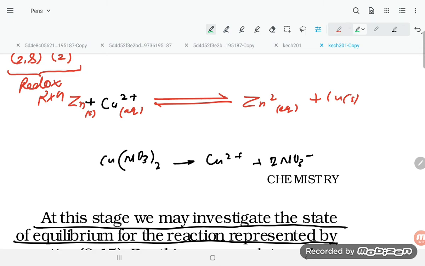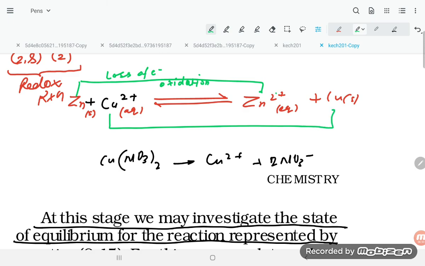So in the total process, zinc goes to Zn2+. Either you say loss of electrons means oxidation, right? Now the second point: Cu2+ to Cu. Cu2+, what is forming, student?